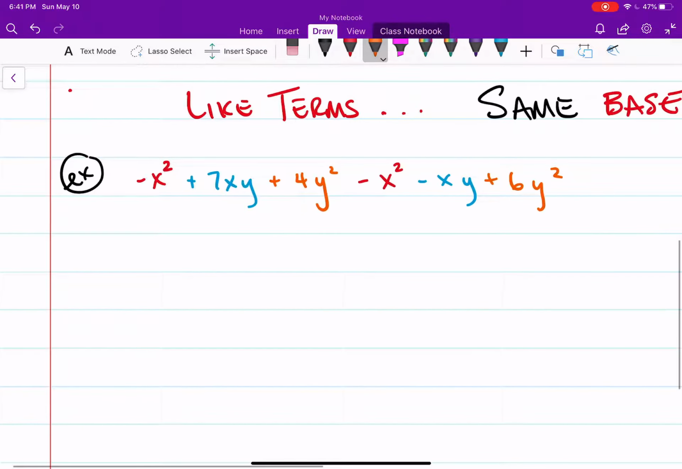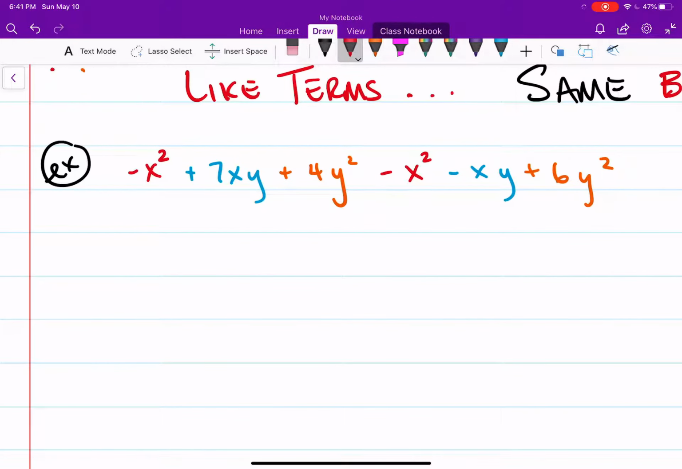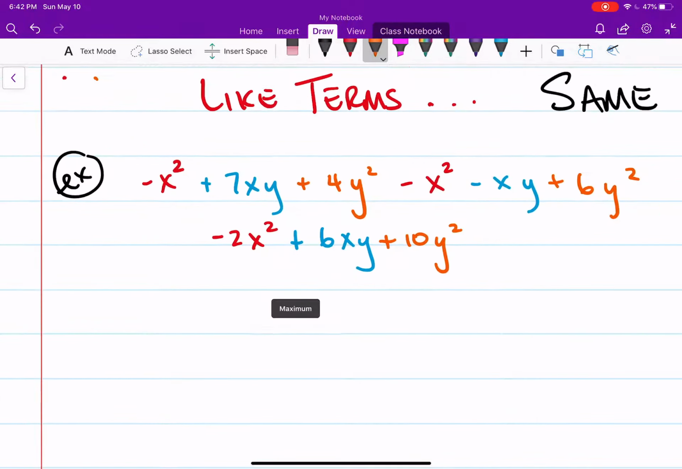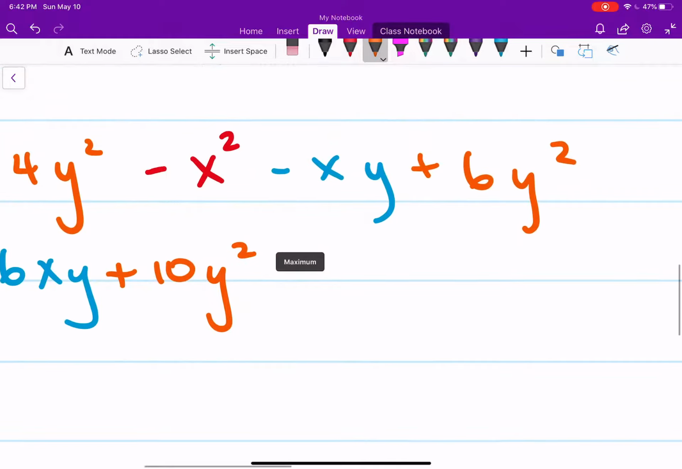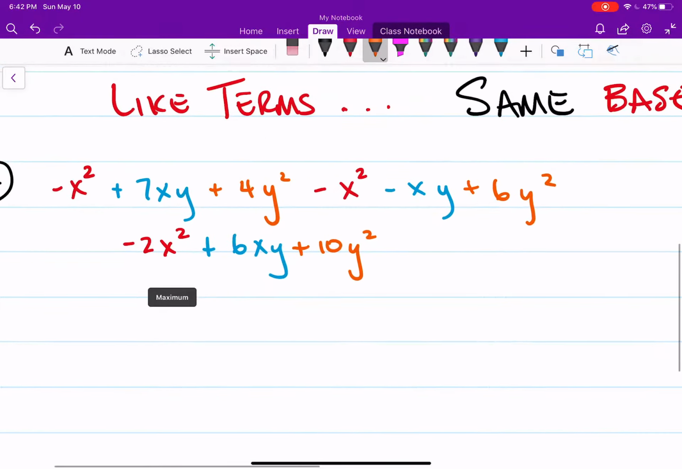So now I can add them. Now I can go, okay, so this is a negative 2x squared plus a 6xy plus a 10y squared. I hope that you guys see that, okay? And the xy is 6 because this is a 7 minus 1 xy.